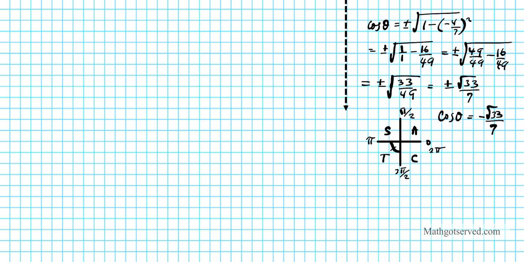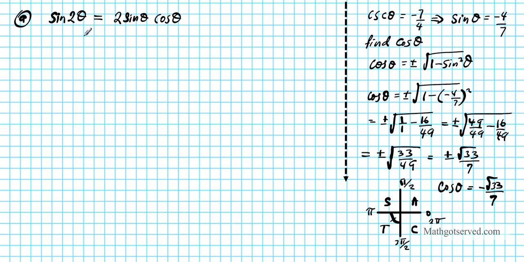Okay, so we have everything that we need. So let's go ahead and put them here. We know that sine theta is negative 4 over 7. It's a consequence of reciprocation here. And then cosine theta, using the version of the Pythagorean identity, we determined that it was negative root 33 over 7. All right, so we're going to plug these two in here.